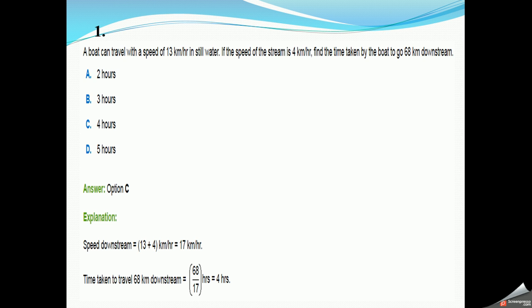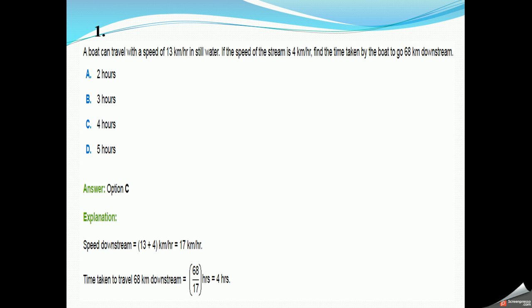So we have to find the speed of the boat in downstream. The speed of the boat in downstream is nothing but the addition of the speed of the boat and the speed of the stream. So 13 plus 4 equals 17 km per hour, and we have to find the time taken by the boat to go 68 km downstream.